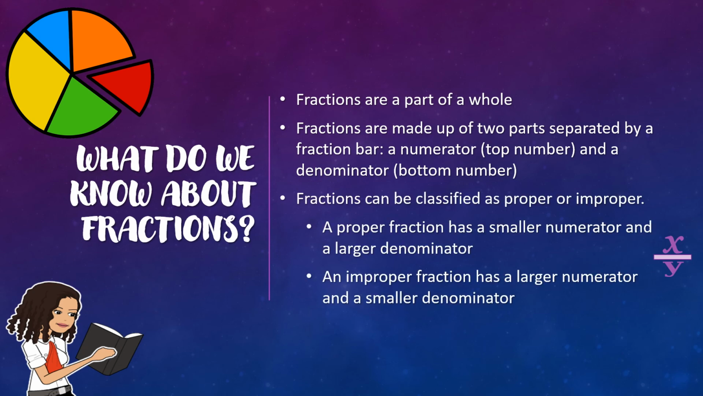We know that fractions can be classified as proper or improper. A proper fraction has a smaller numerator and a larger denominator, meaning the number on the top is small, the number on the bottom is bigger. An improper fraction, that we also call top-heavy, has a larger numerator and a smaller denominator.